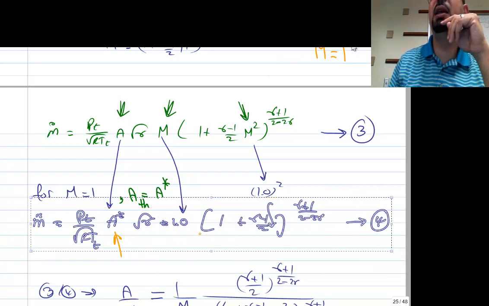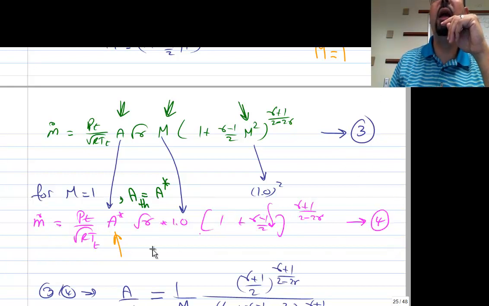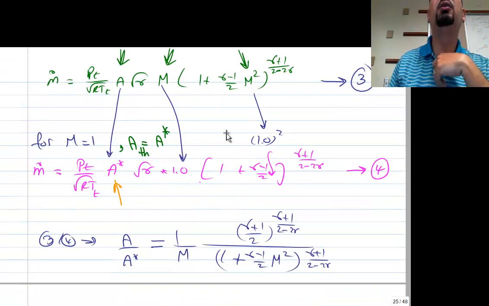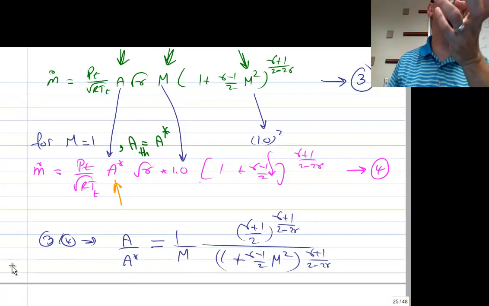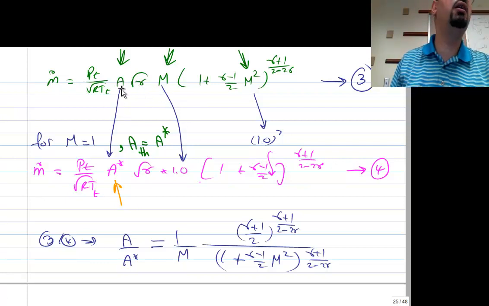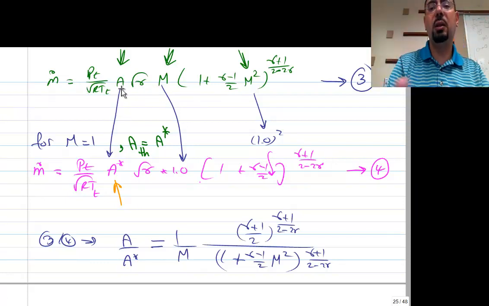Which is exactly the same except for the Mach number becoming 1 and the area becoming area star. And then we divide the two of them. So if you divide the two of them, what is this? This is like the Mach number at a certain area somewhere in the nozzle.